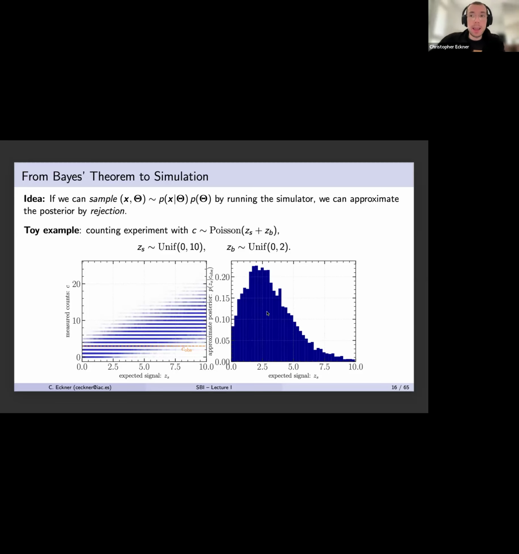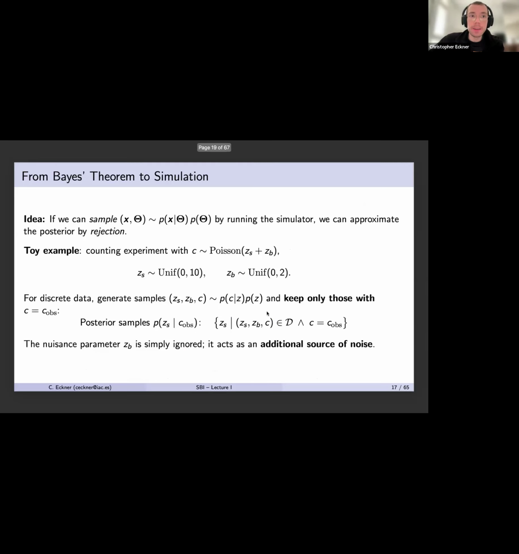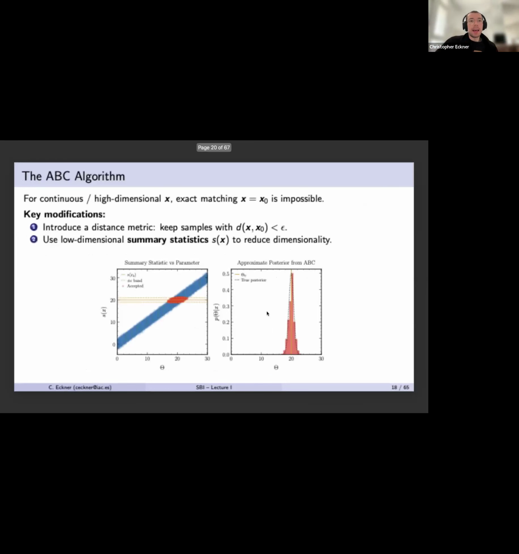And doing this is the very simplest approach to simulation-based inference. I just write here again what is the explanation of this previous plot. So it's basically just what I said. And this leads to the so-called ABC algorithm, approximate Bayesian computation, which is, in some sense, a fancy form of what we've just seen in this toy example.